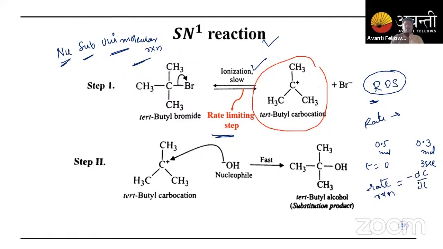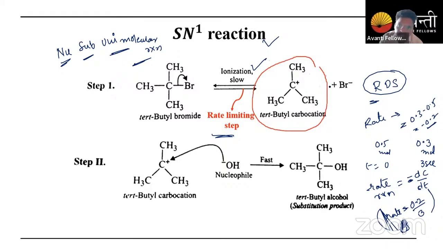You might have studied this in chemical kinetics. Why are you writing minus dc by dt? Because if you see the change, you get 0.3 minus 0.5, which is minus 0.2. To avoid the negative change in concentration, we keep a minus for the reactant side. So you are going to get 0.2 by 3. This is the rate of the particular reaction.